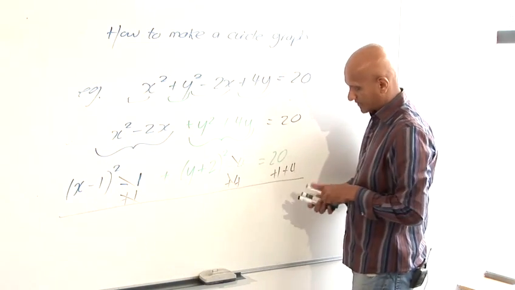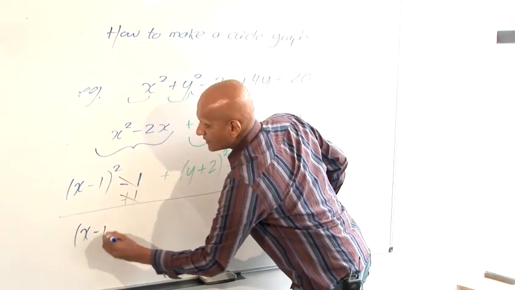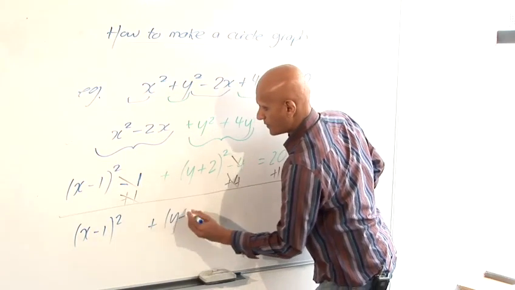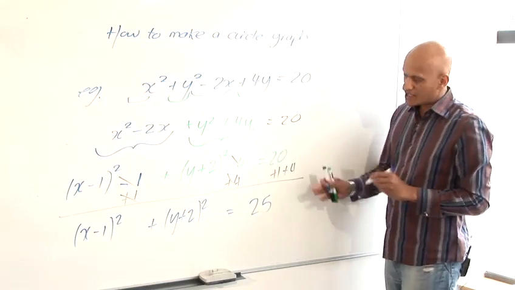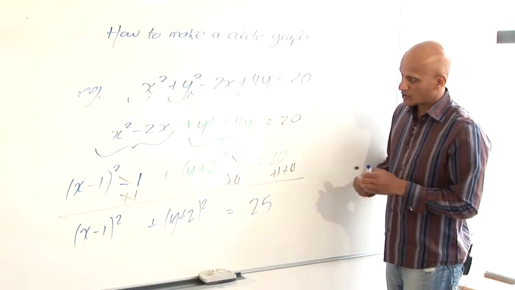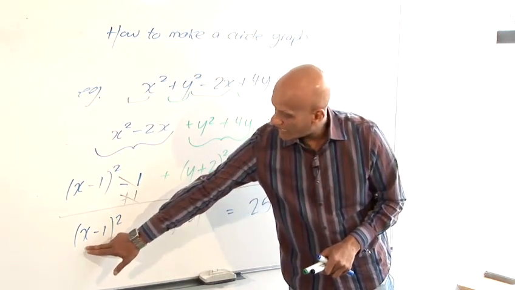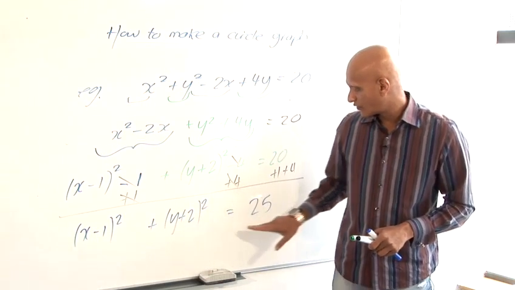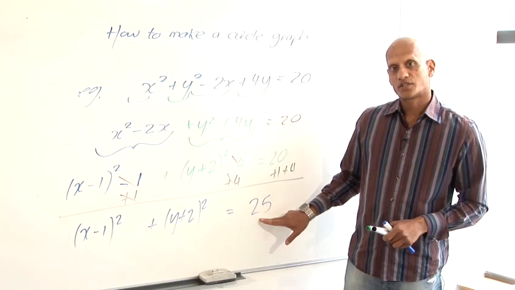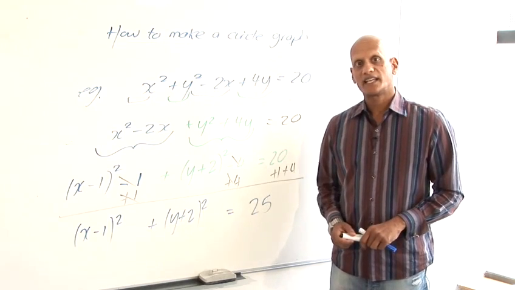And so that gives me x minus 1 squared plus y plus 2 squared equals 25. And now you see I've written it in factorized form, which means you'd be able to identify the center of the circle is when x is 1 and when y is minus 2, and the radius is going to be the square root of that, which is 5. And so again, that would now be easy for you to graph.